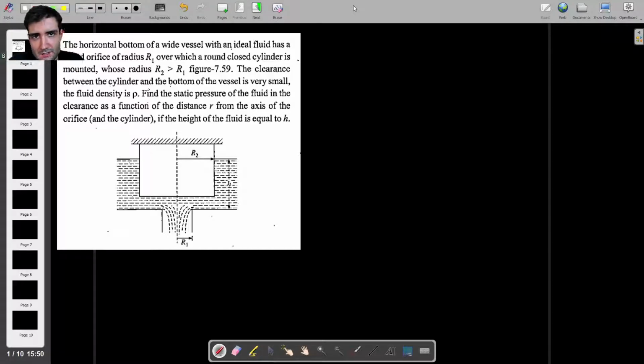Here's a fluid mechanics problem that we have to approach using a three-dimensional analysis, but as you'll see, we'll still be able to solve it using Bernoulli's theorem.